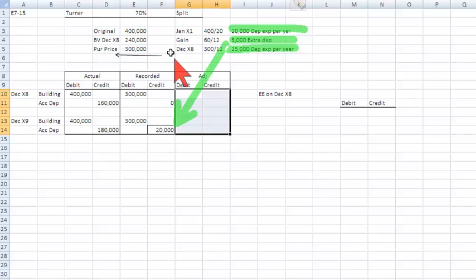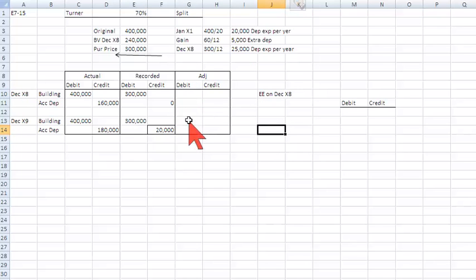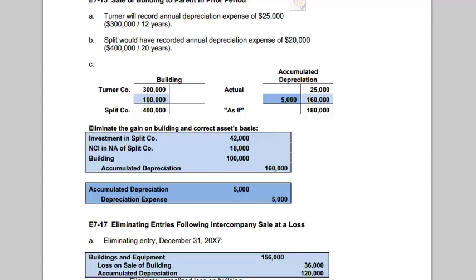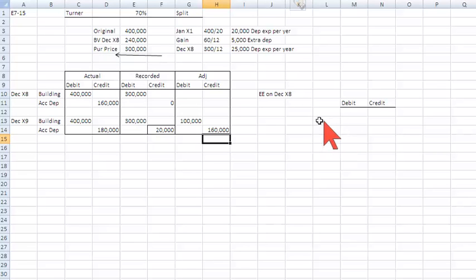Now we can find our adjustment column and make our elimination entries. To get the adjustment columns, we're trying to get from recorded to actual for both building and accumulated depreciation. So we need a $100,000 debit to building and a $160,000 credit to accumulated depreciation. Okay, I was just checking there.